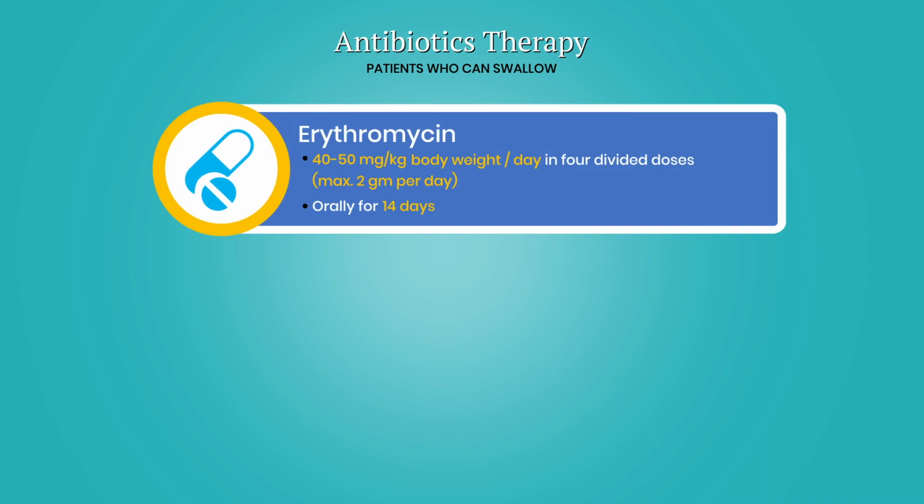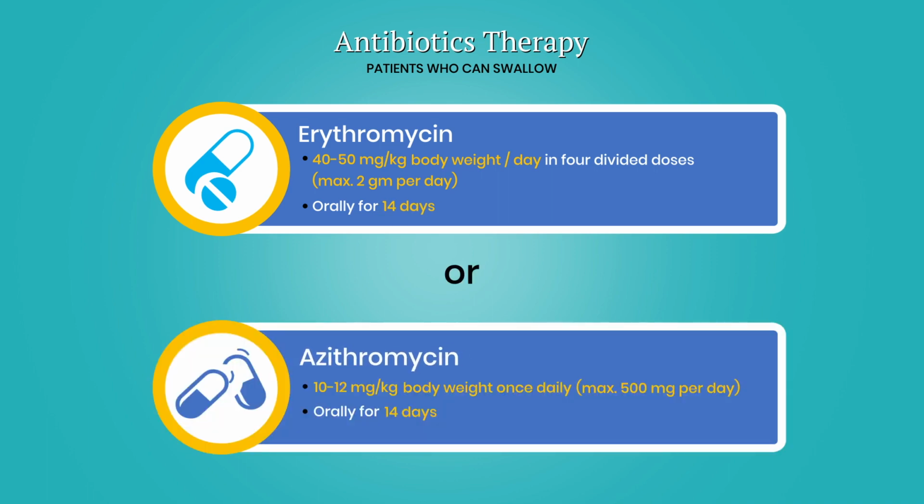Patients who can swallow: erythromycin 40 to 50 mg per kg body weight per day in 4 divided doses, maximum 2 gram per day, orally for 14 days, or azithromycin 10 to 12 mg per kg body weight once daily, maximum 500 mg per day, orally for 14 days.